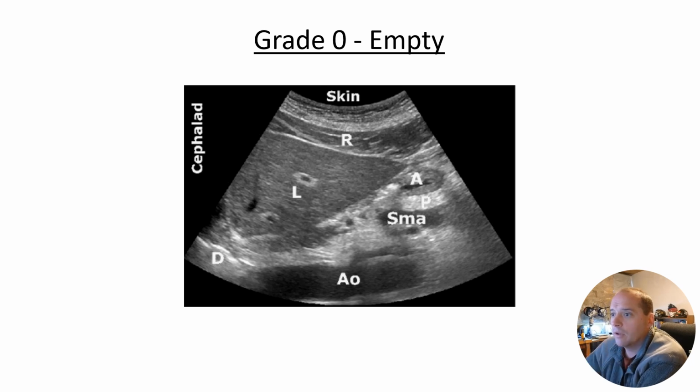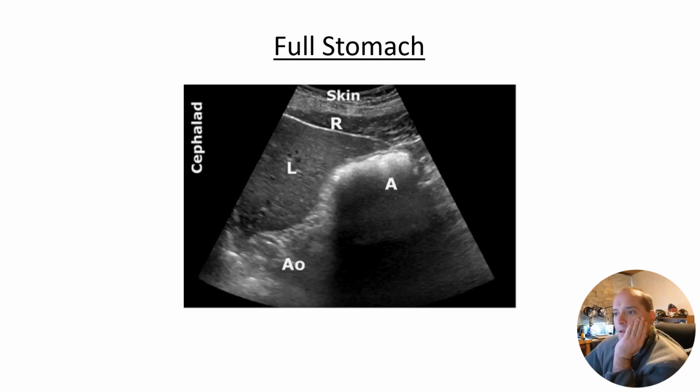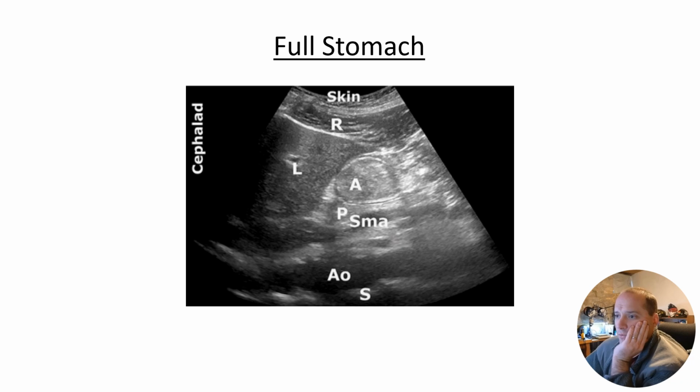All right, so here's a grade 0 again: antrum, SMA, liver edge, aorta. Here's a full stomach with the acoustic shadowing. Here again is a full stomach. See the multi-layer wall full of stuff in there, and the aorta in the far field.